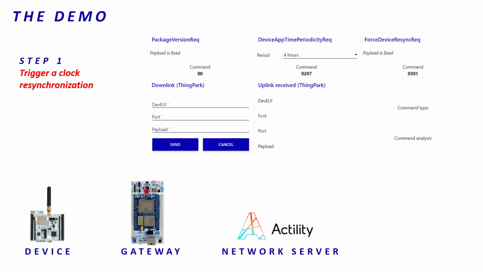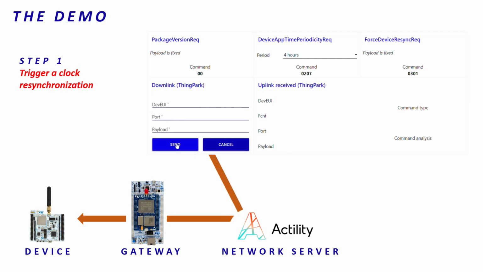Well, I fill the device EUI field, then I give the port we are gonna use. It is the port 202. Indeed, the LoRaWAN application layer clock synchronization specification specifies that all clock commands must be sent on port 202. Lastly, I put the force device resync command in the payload field. And finally, I send the downlink.